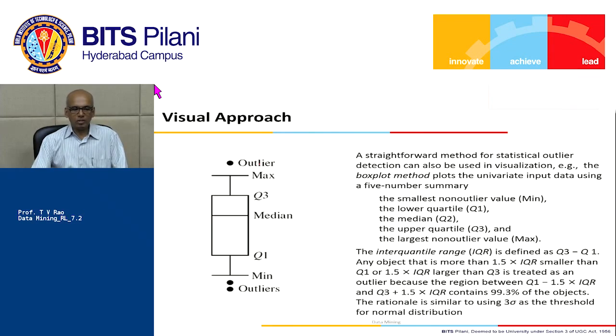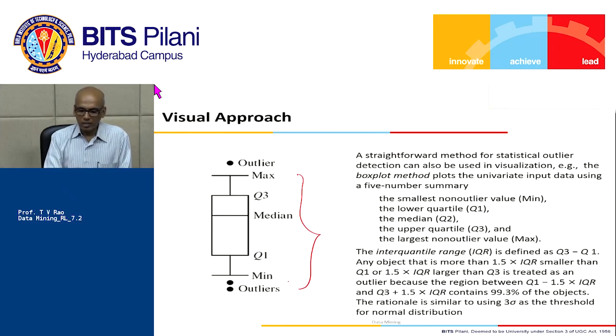And we may use this 5-point box, which is the box plot giving the 5-number summary, where we have the minimum, the lowest quartile, and then the median and the upper quartile, and then the largest non-outlier value, which is the maximum. And we can use this plot to find out if there is any outlier in the given data.